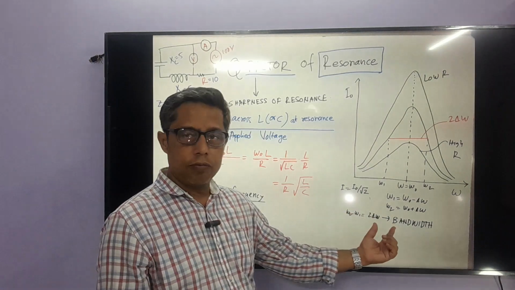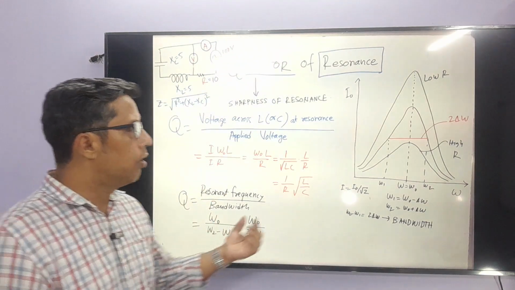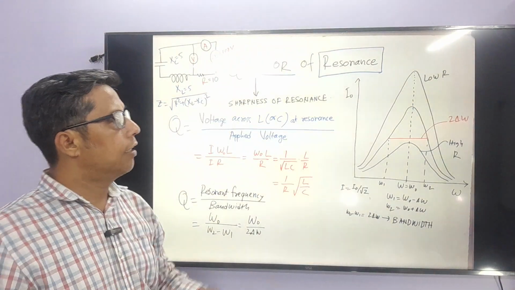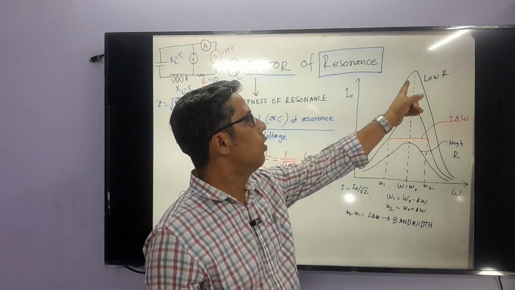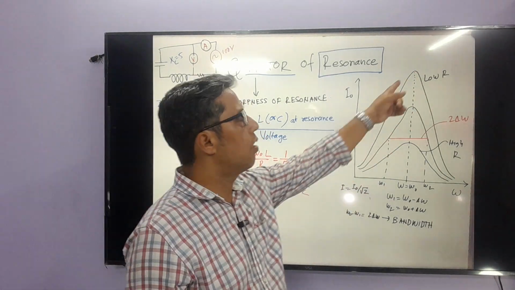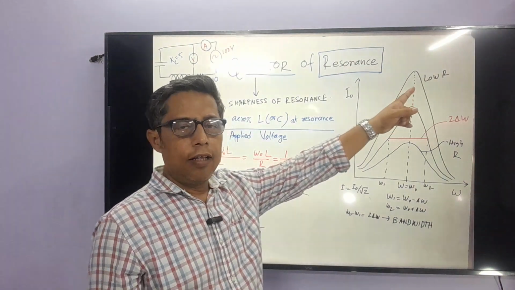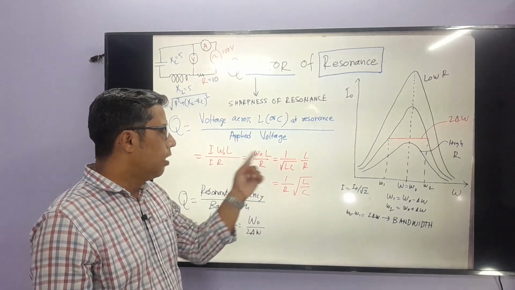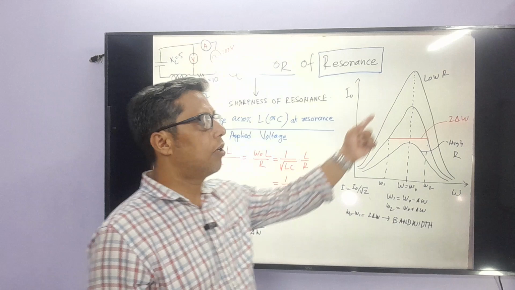So this is 2Δω, and this is the resonant frequency. Whenever there is a sharp increase and a sharp decrease in the current, look at here, this is the steepest graph. Here we get the maximum current, and at that time the resistance is low. With lower resistance we get maximum current, definitely, because R is in the denominator. The more R there is, the less current we get.